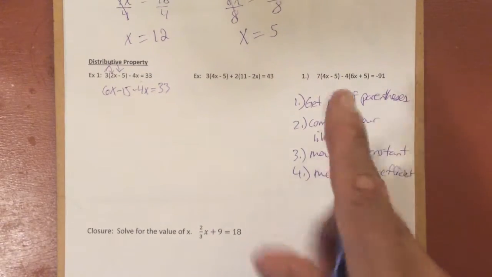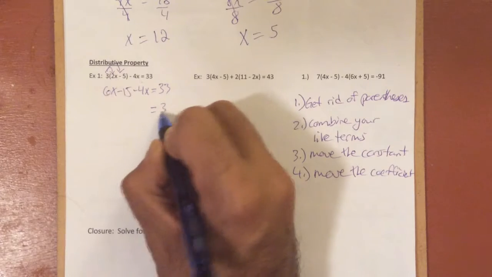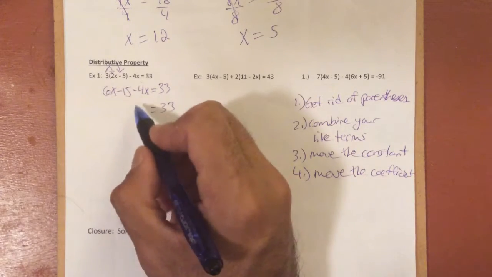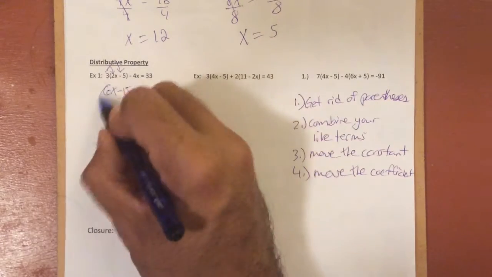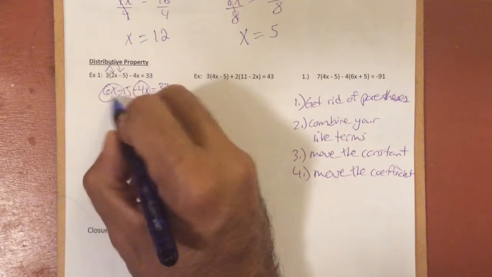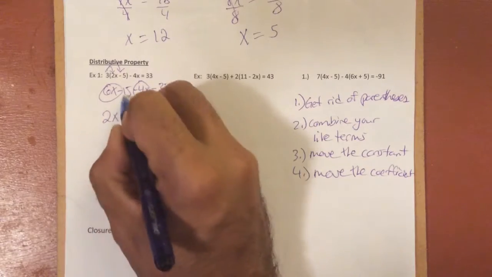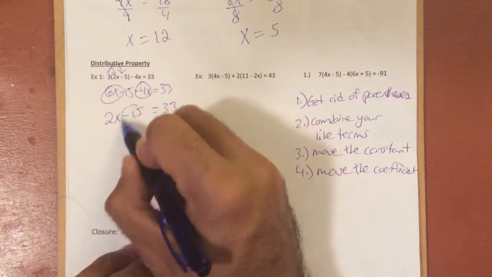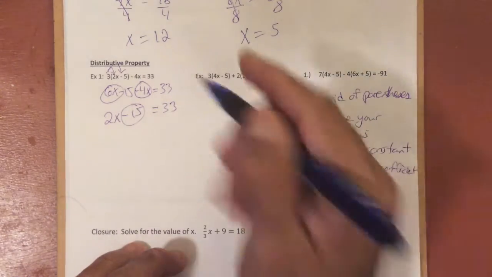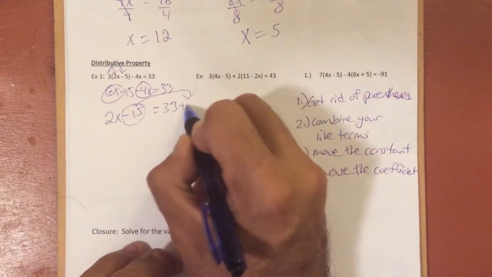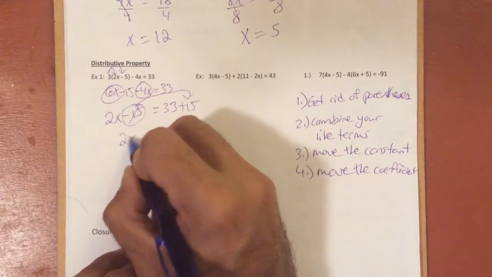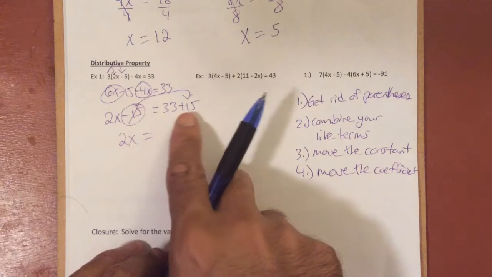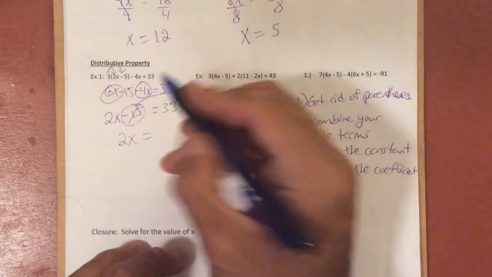Now, step 2, combine your like terms. Of course, on your right side, there's nothing to combine, so I'm going to bring down my 33. Now, on the left side, we have 6x minus 4x. 6x minus 4x is 2x, and then that leaves me with minus 15. Now, next thing I want to do is move the constant. So the opposite of a minus 15 is a plus 15. So 2x equals 33 plus 15, which is 48.